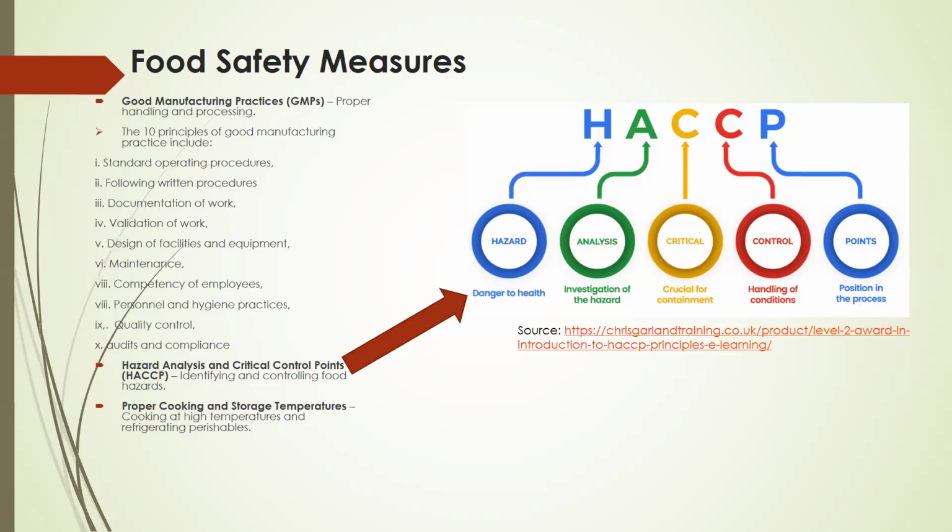If it is not working, you check. That is where maintenance comes in. You check, you document, you call who is supposed to do the maintenance, you repair, then you go back again until you have the right result before you release the product. Proper cooking and storage temperature is another food safety measure. So cooking at high temperatures and refrigerating perishable foods will help you to maintain the safety of your food.